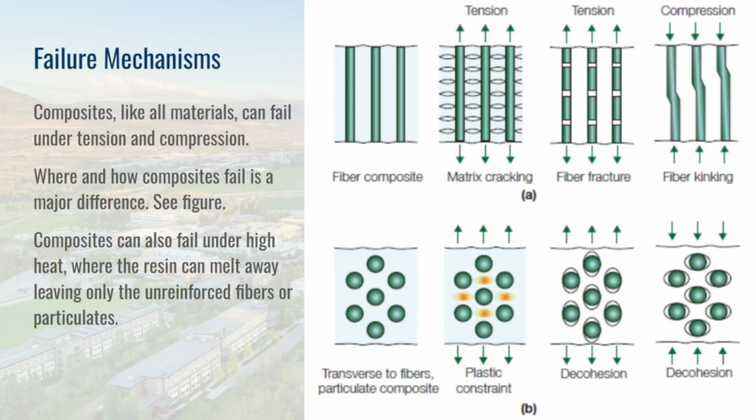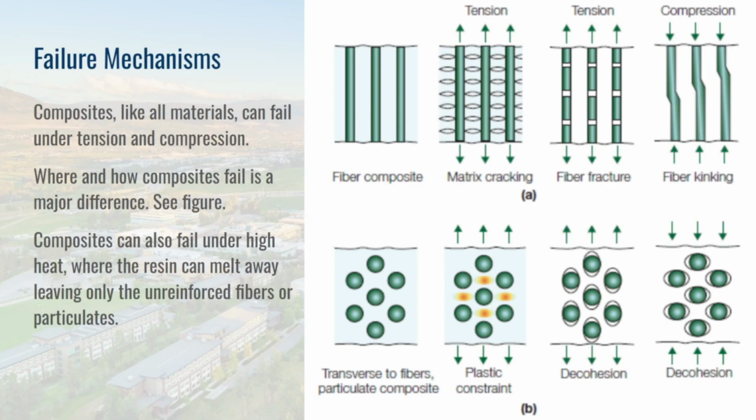So the plastic constraint is when the resin itself will plastically deform between the particles, not separating from the particles, but just the resin itself will. Decohesion is where in tension the resin matrix will pull apart from the particle, as you can see there. So on the top and the bottom there'll be voids. And then decohesion in compression, again it'll separate similar to the first decohesion, except in compression it'll squeeze out along the sides of the particles.